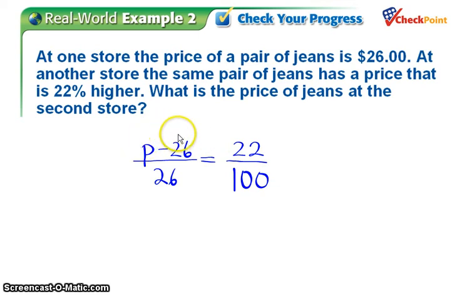Okay, P minus 26, you could have used any variable there, J, okay, for jeans maybe. P minus 26 over 26. So 26 is what we're using as the original amount. This is your change right here. We can't find the change because we don't know what the other price of the pair of jeans is, what the new amount is. So we have to take P minus 26. Okay. And here's your percent change over 100.